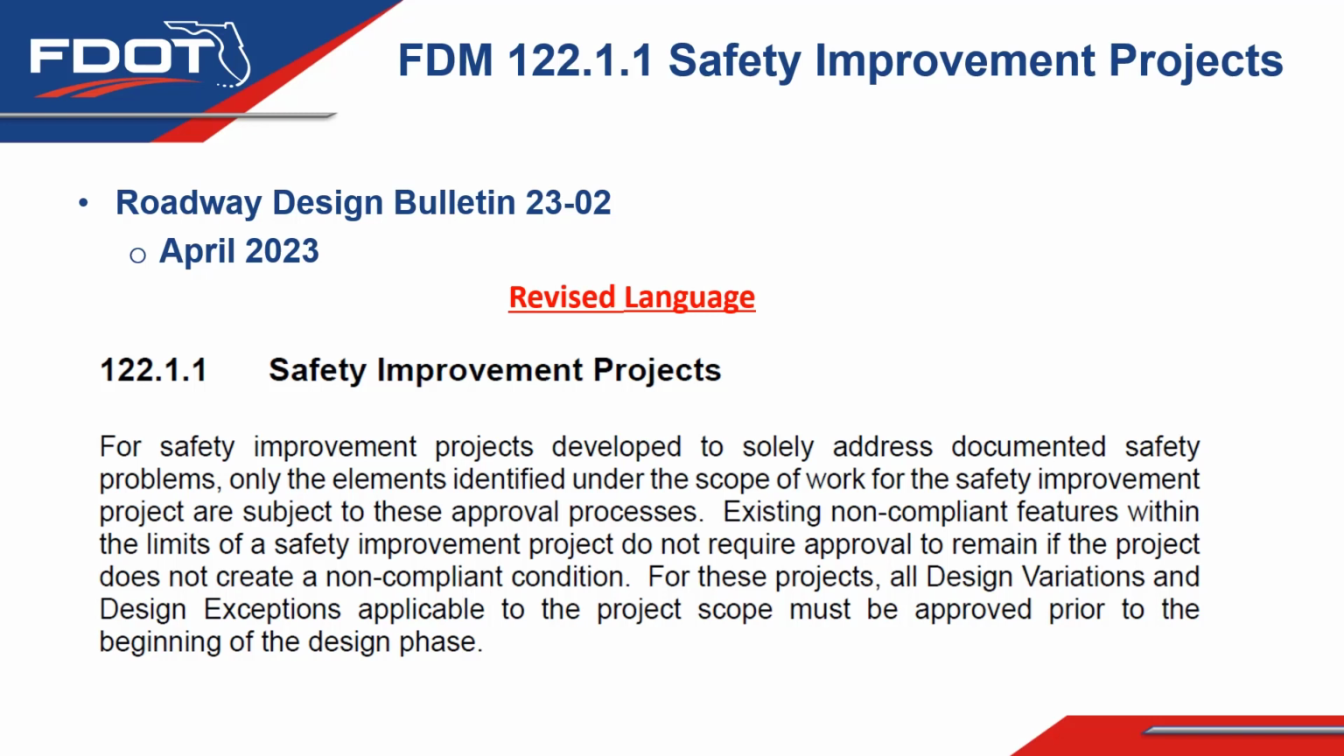Another thing I want to be sure to point out is that safety improvements that are conducted as part of a larger project, such as a 3R project, will still have to meet the design variation or design exception criteria. The changes to FDM 122.1.1 only apply to projects with the sole purpose of addressing an identified safety problem.